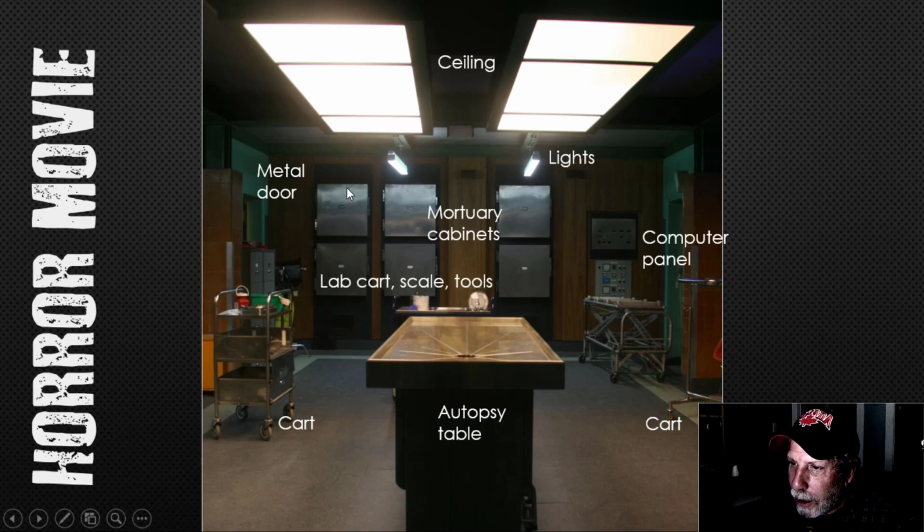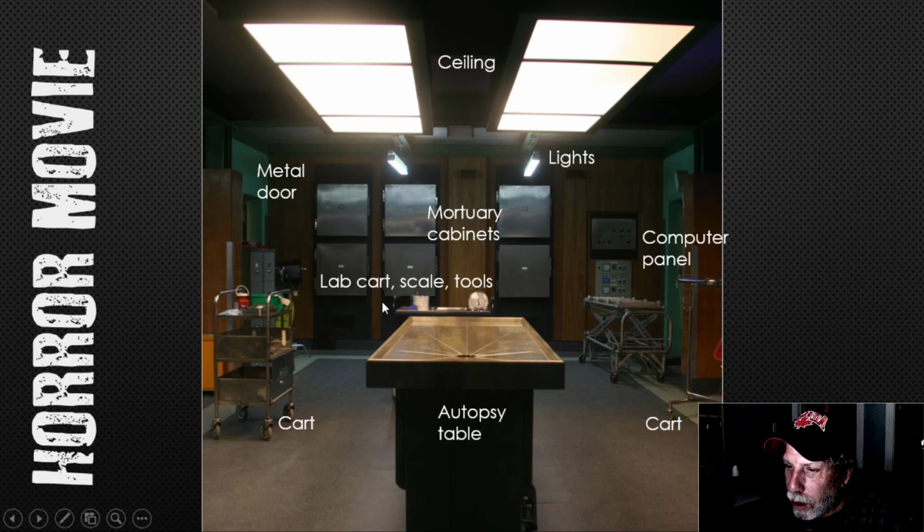All right. Of course, one of the main features are these mortuary cabinets. So there are 6 of them, and I get a sense from this picture about how large they are relative to the room, and their height as well. And there's a computer panel over here, so we'll do something with respect to that. I'll show you another picture. There's a metal door over here, and of course we've got an autopsy table right here in the middle.